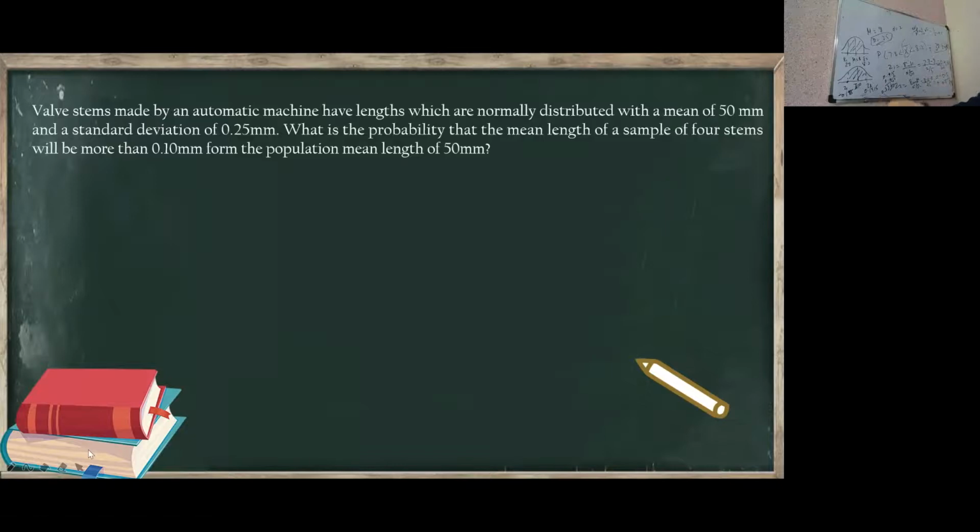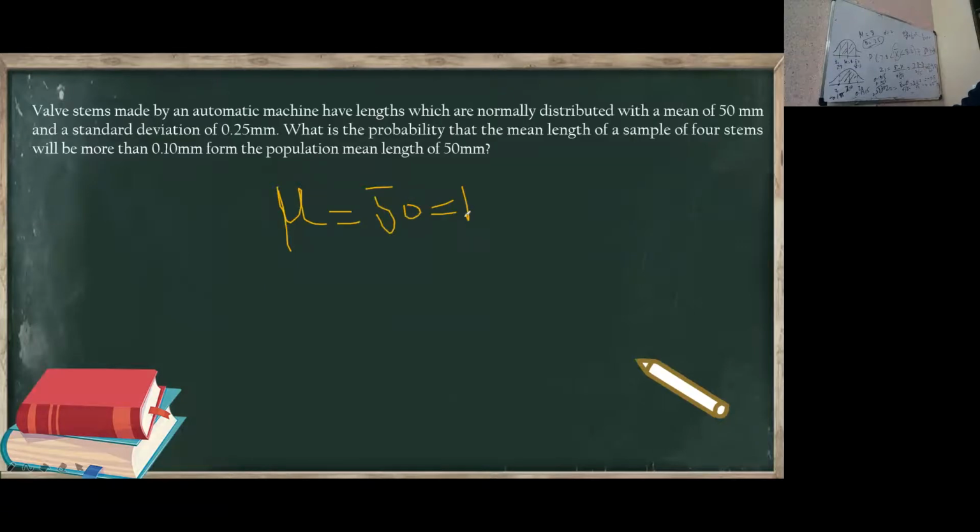So in a good way, if I write it, I will have mu equal to 50, which is equal to mu x bar, and sigma x bar is going to be 0.25 upon 2. And solve this one, so it will be 1 by 4. This is 1 by 4. And if you solve it, it gives you 2 point something. Right. So calculate the value of z1 and z2. Here it's plus or minus 0.10 from the population mean length of 50 millimeter.